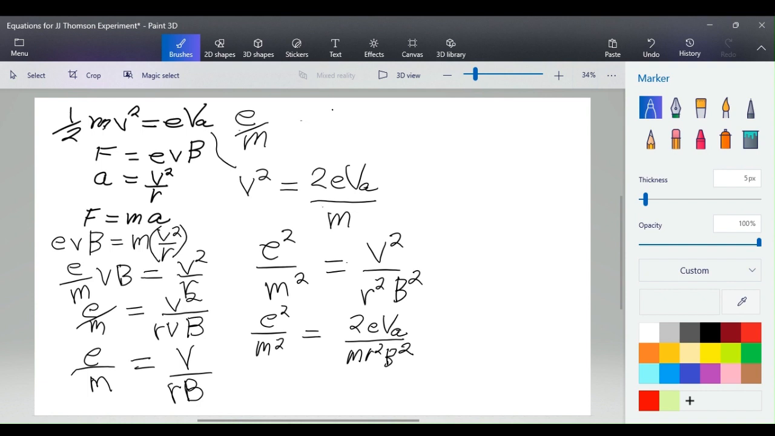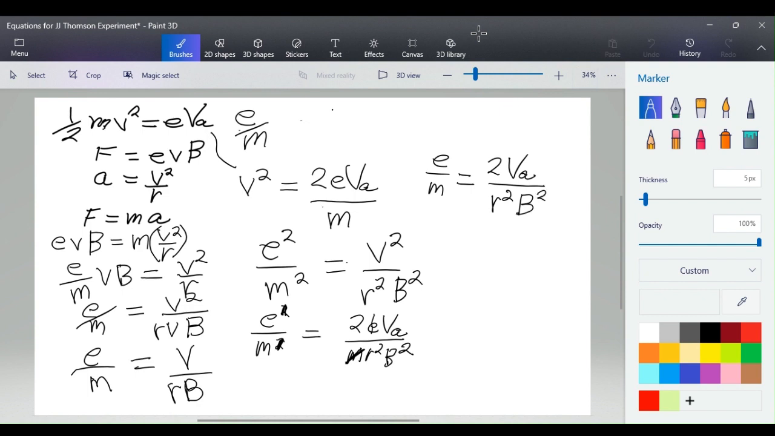But I've got an extra E on this side, so I can cancel this E out and take that into just a single E. I've got this M here, get rid of that one. Then I can just make that a single M. So now I have the final result that I wanted to achieve, which is charge to mass ratio equals 2VA, that's my accelerating potential, over R squared. That's the radius of that electron spinning around, and then the magnetic field.